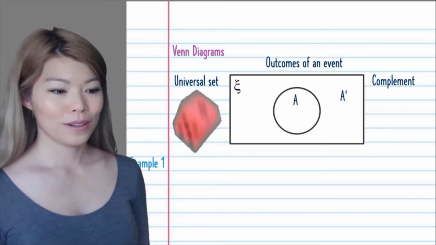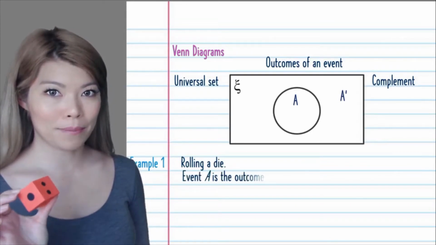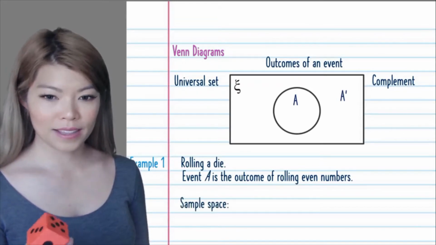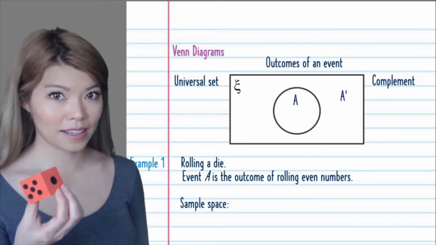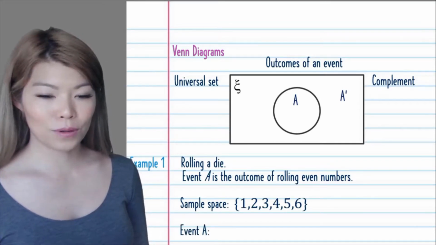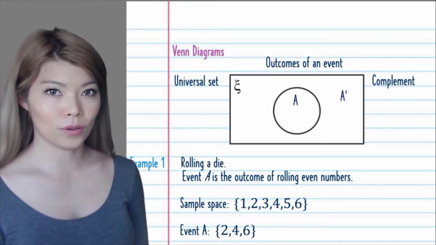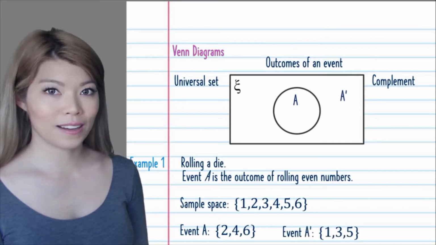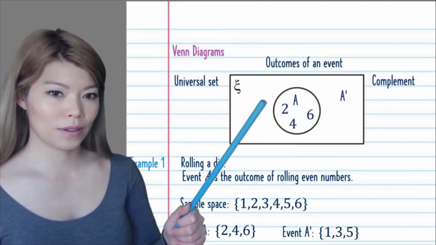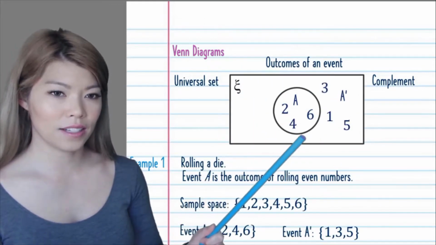Example 1. Rolling a die. Let's say what we want are even numbers. So event A is the outcome of rolling even numbers. Now the sample space, all the outcomes, what can we get? 1, 2, 3, 4, 5, and 6. That's our sample space. Event A would be the even numbers, 2, 4, and 6. And not A, or the complement of A, would be 1, 3, and 5. We can put this in the diagram. So the event A goes inside the circle, and what's not in event A goes outside the circle.